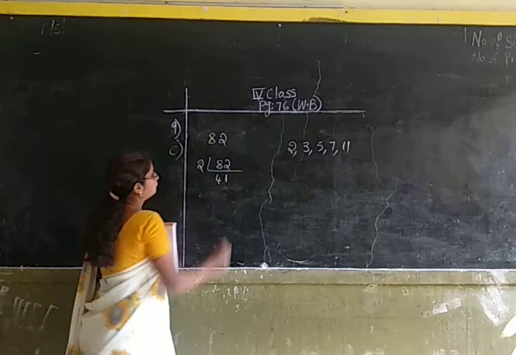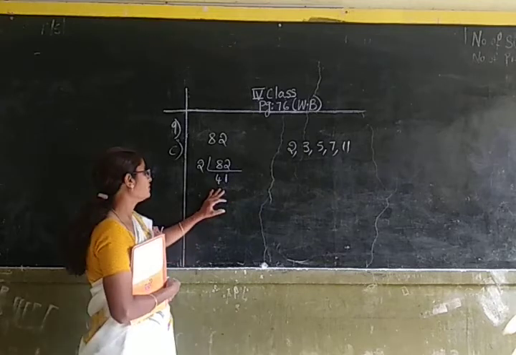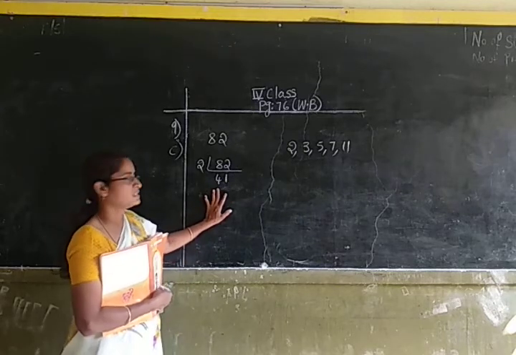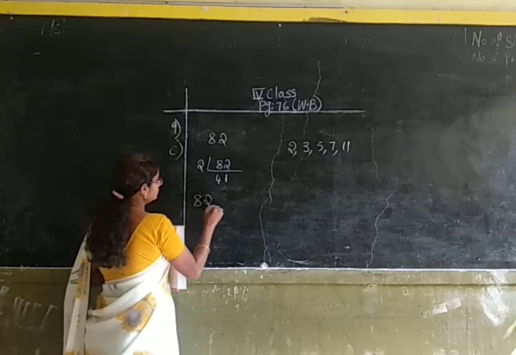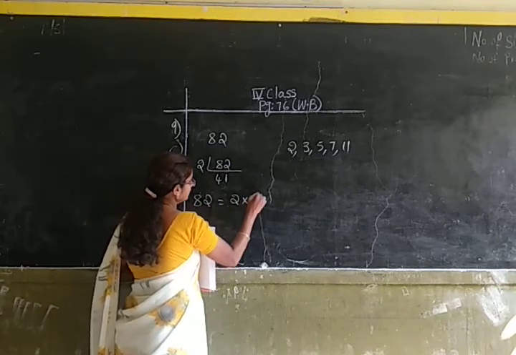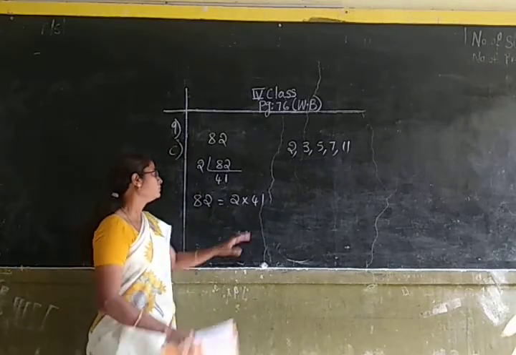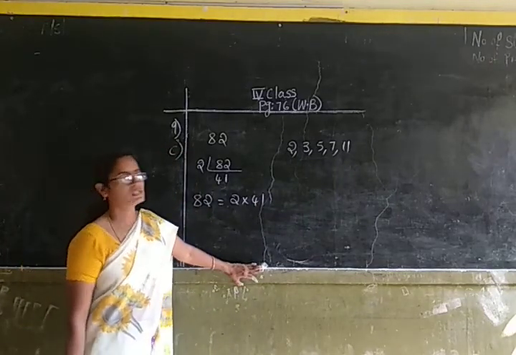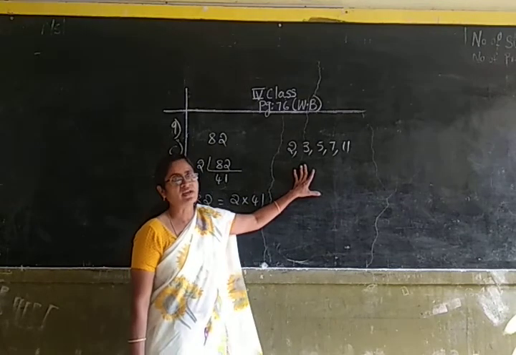It goes 41 times. Here 41 is a prime number, so you can't find the prime factors for this number. So you have to stop. Therefore, the prime factors of 82 are 2 into 41. Okay children? This is the way of doing prime factorization using prime factor tables.